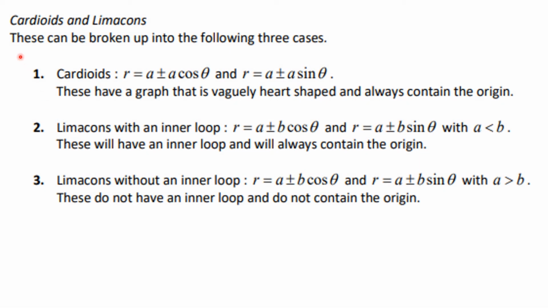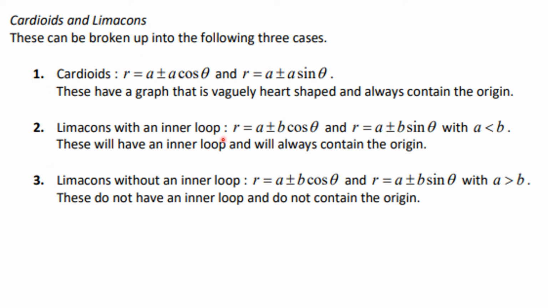Now, I talked about cardioids and limacons, but these can be broken up into a few cases. Cardioids will either look like r equals a plus or minus a cosine theta, or r equals a plus or minus a sine theta. They have a graph that is vaguely heart-shaped, and they will always contain the origin.